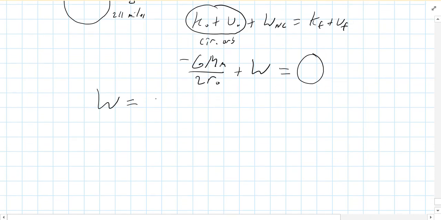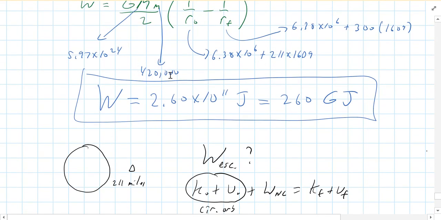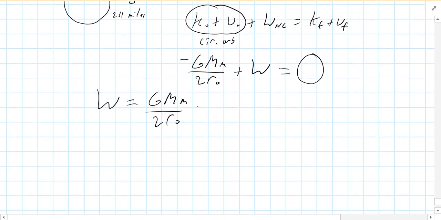So you get a real simple expression here. The work done to escape is equal to G, mass of the Earth, mass of the space station, over 2r naught. We already know those values from the previous example. Mass of the space station is 420,000 kilograms. Mass of the Earth is here. Our initial radius is the same: 6.38 times 10 to the 6 plus 211 times 1609 meters of height above the Earth's surface. When I plugged all those in, I got approximately 2.96 times 10 to the 7th joules.